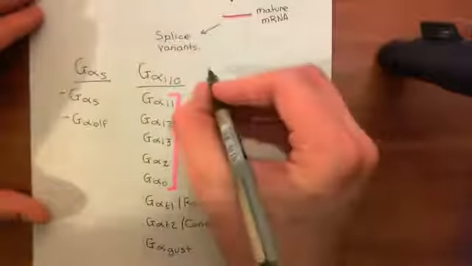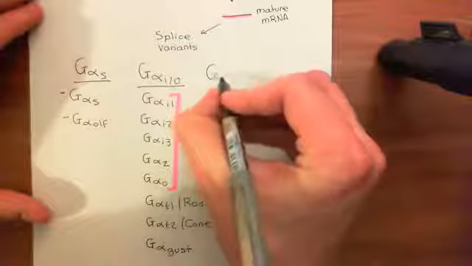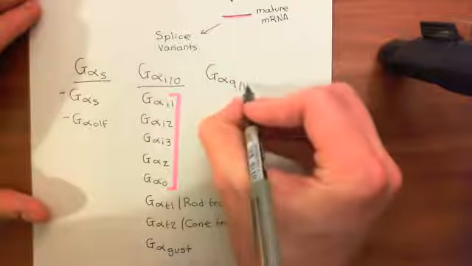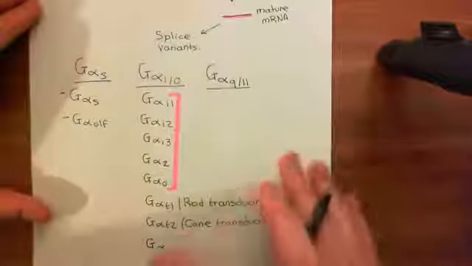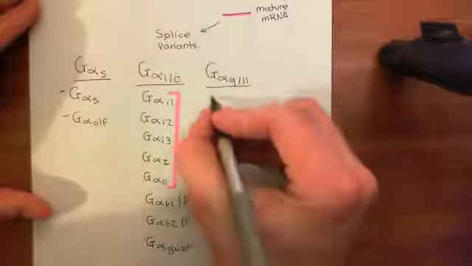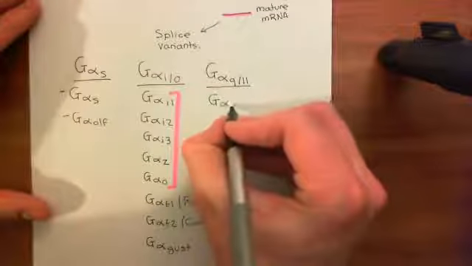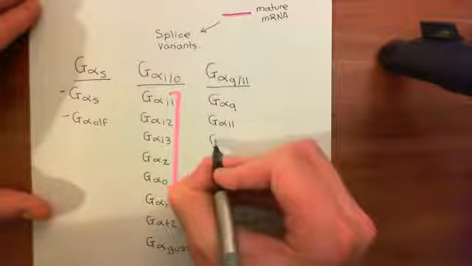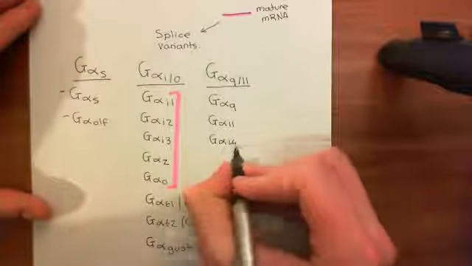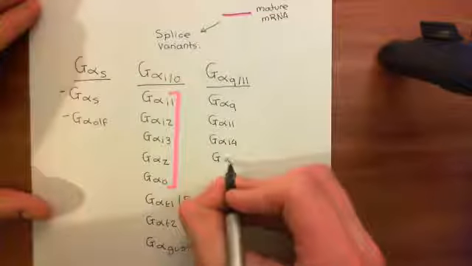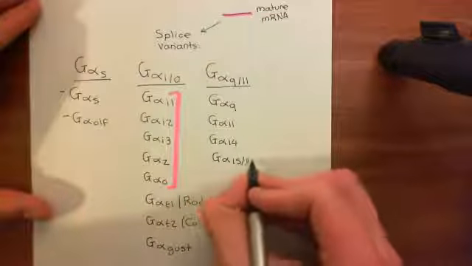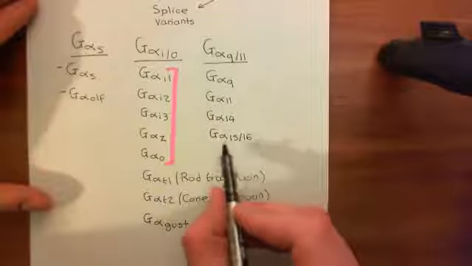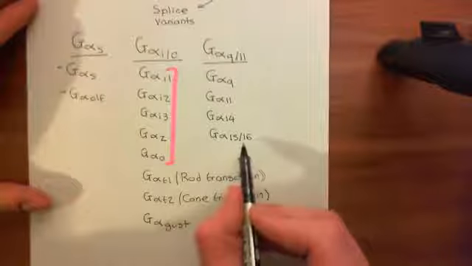Then the next family of alpha subunits of heterotrimeric G proteins is the G alpha Q/11 family. This contains 4 members. It contains the G alpha Q gene, the G alpha 11 gene, the G alpha 14 gene, and then also a gene which is called G alpha 15/16. Now this is not 2 separate genes, this is one gene basically.